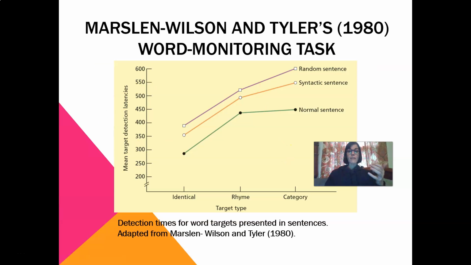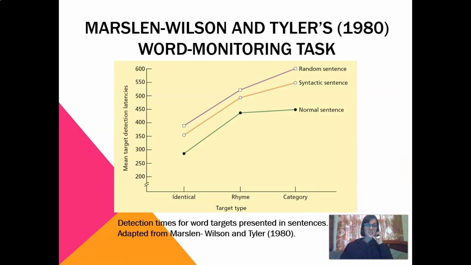So some that we have for the word monitoring task, so we have word targets that are presented in different types of sentences. So in the very first experiment of Marslen-Wilson and Tyler back in 1980, they basically had different types of target words, either a target type that matched a word or that rhymed with a particular prime or fit within a certain category. So there were 3 different types of sentences that were actually used here.